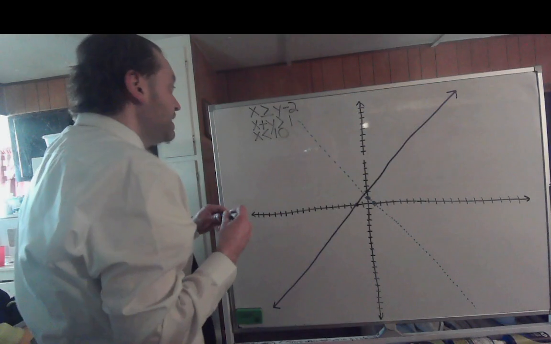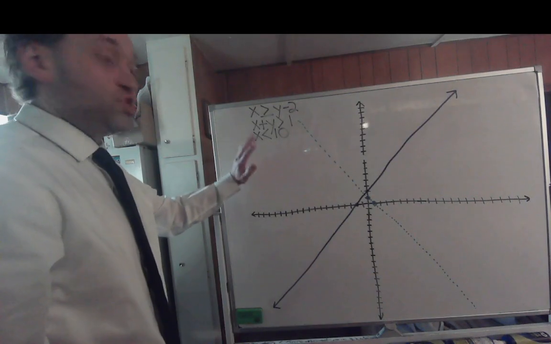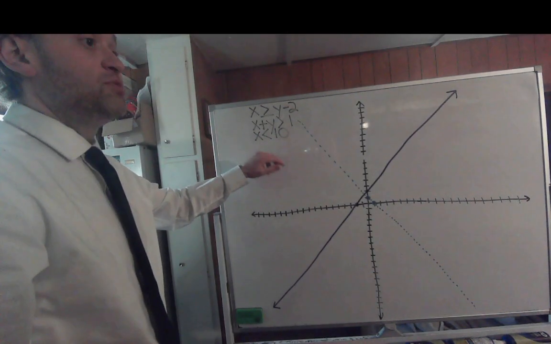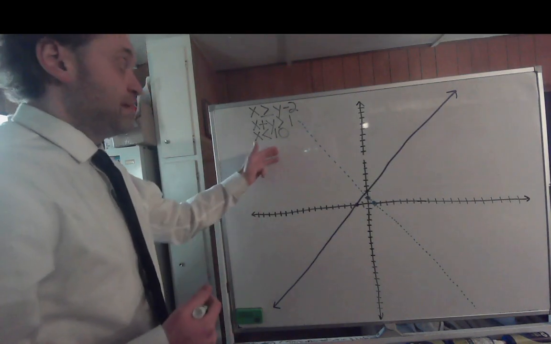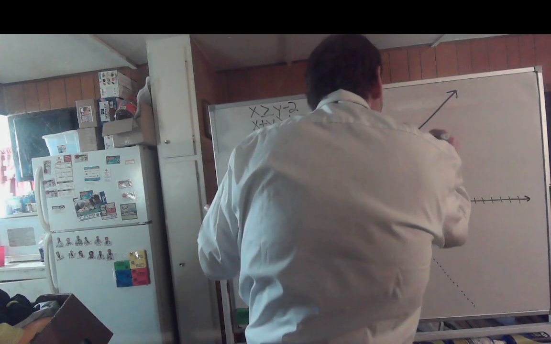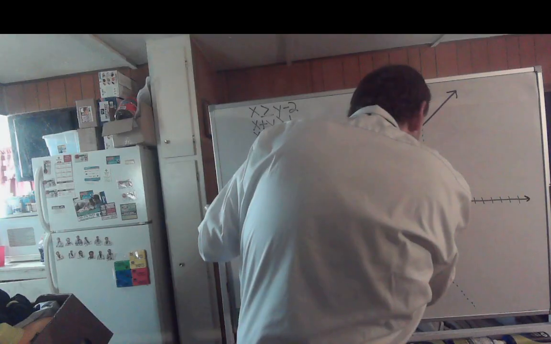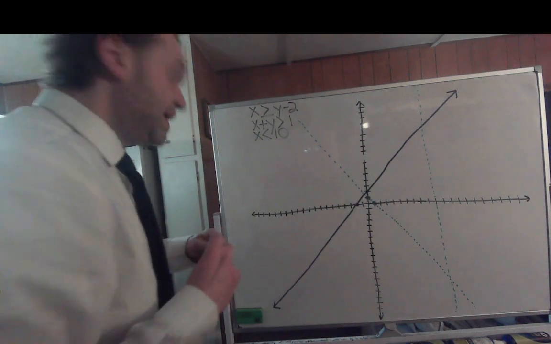Okay, and then last but not least, we have that x is less than 10. Well, it's just less than 10, so it's going to be a dotted line going through x equals 10 since that's not part of your solution set. So 1, 2, 3, 4, 5, 6, 7, 8, 9, 10. All right, I found it. All right, so there's all of our lines graphed.